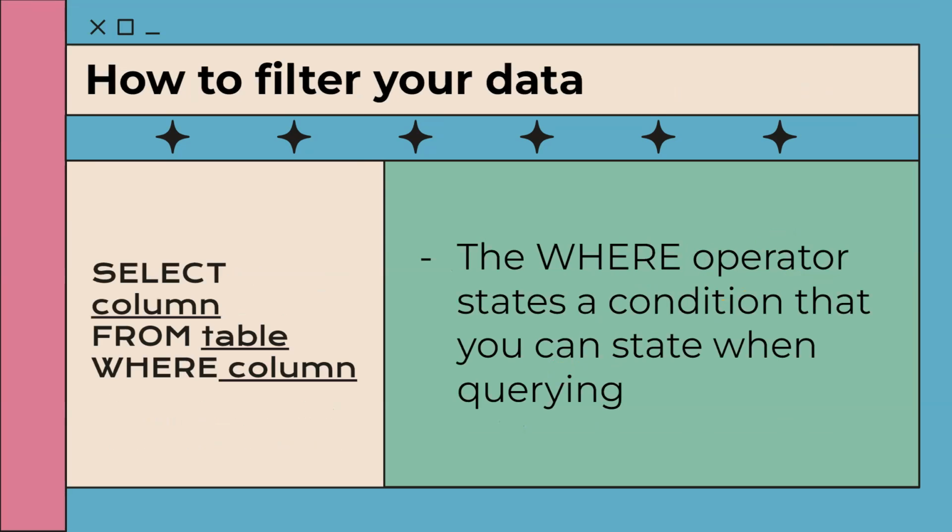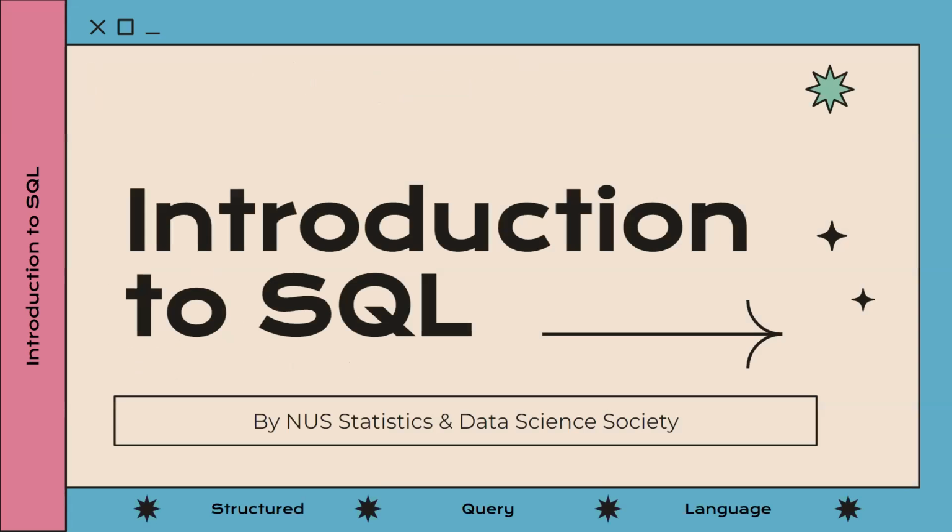So let's start with the most basic filter there is, the WHERE keyword. What this WHERE operator essentially does is that, wait, hold on. Okay, sorry. Essentially what this WHERE keyword does is it establishes a condition that you can state while querying. So can we try that? Actually, let's just go into pgAdmin a bit.